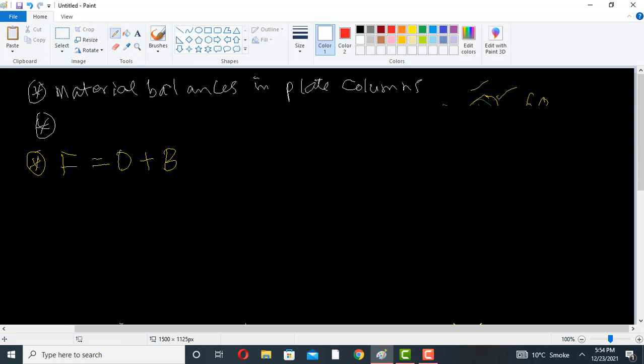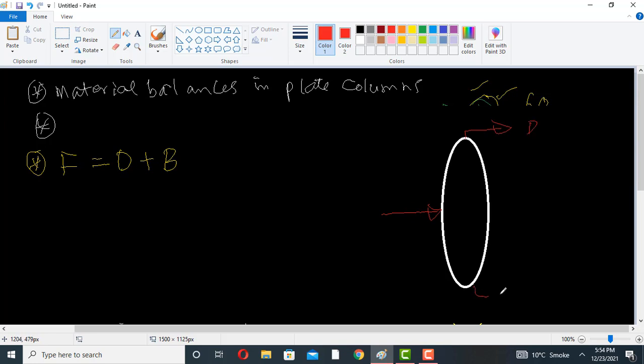So this is our distillation column. This is the feed. This is the distillate, and this is the bottom product. So the overall balance is F is equal to D plus B. Now what will be the component balance?